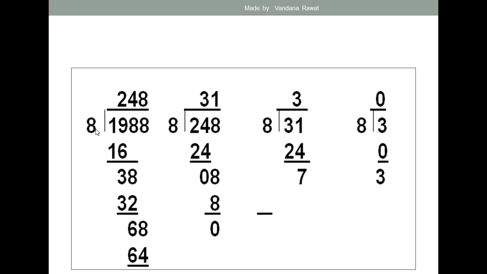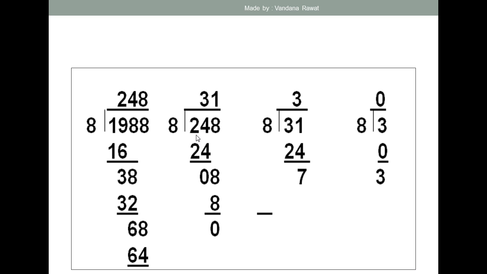First of all, you are dividing this 1988 by the octal base 8. That means 8 2s are 16, and after that it will be 38. So 8 4s are 32. Then after that it will be 68. So 8 8s are 64. That means what you are getting at last is 4. Okay, so this 4 will be written in the LSB digit.